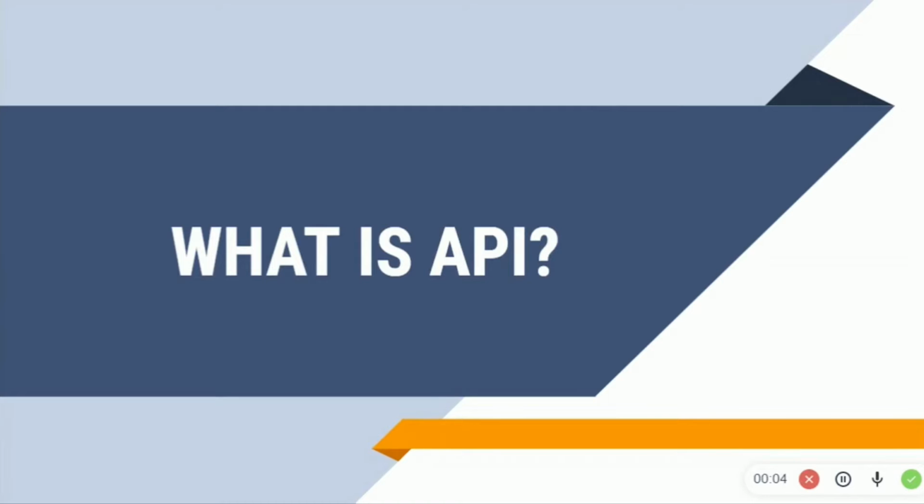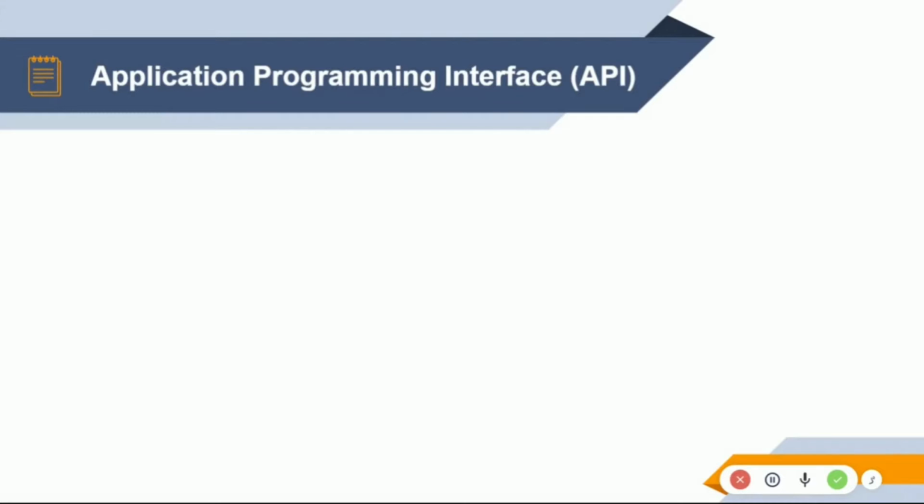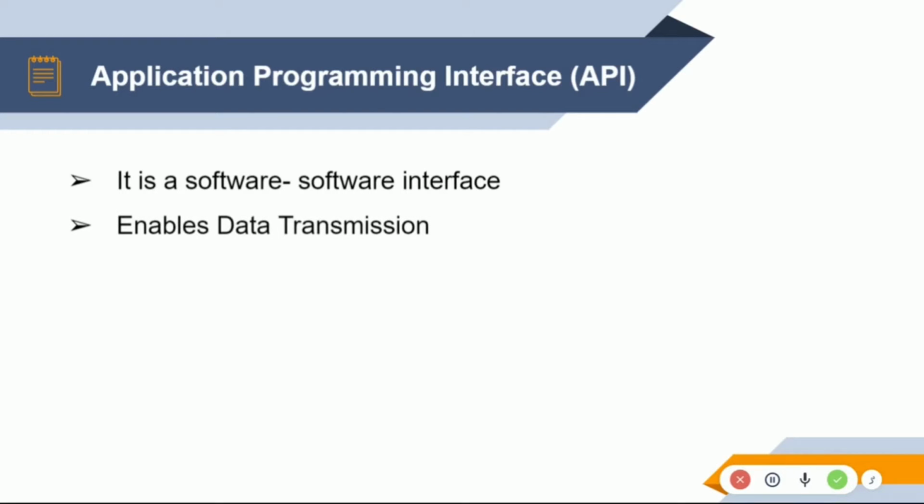So, let's begin your journey with getting to know what an API is. API is the acronym for Application Programming Interface. It is a software-to-software interface using which different software talk with each other without any user knowledge or intervention. It is a set of programming code that enables data transmission between one software product and another. It also contains the terms of this data exchange.